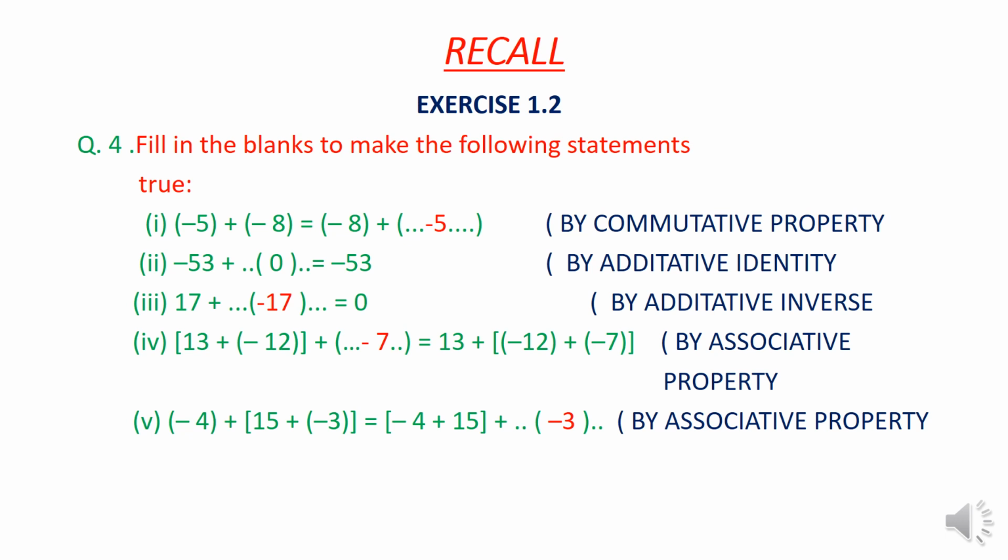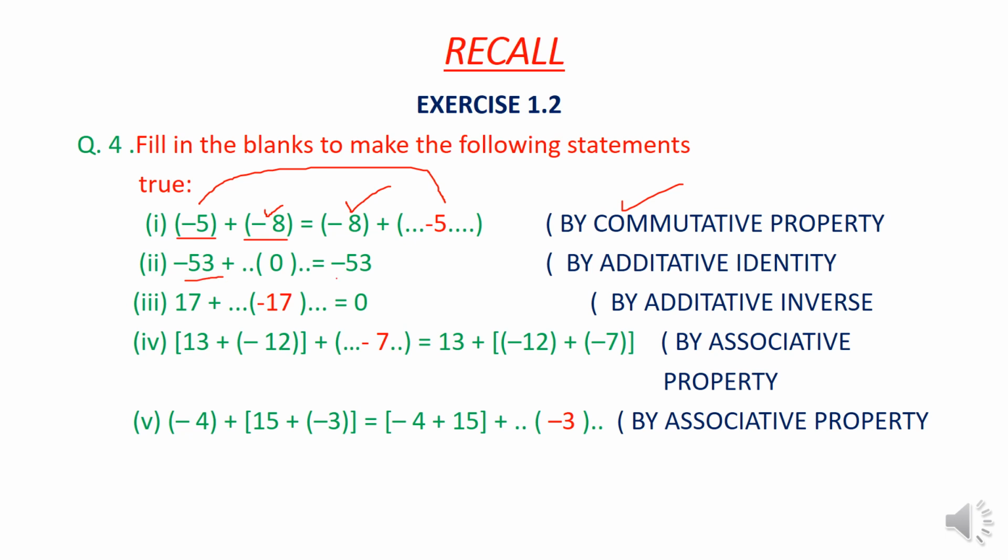So, let us try to solve its question number 4. Fill in the blanks to make the following statement true. Here is minus 5, here is minus 8. Now, minus 8 is here at the second position and this side it is the first position. This means the related number is minus 5 according to the commutative property.